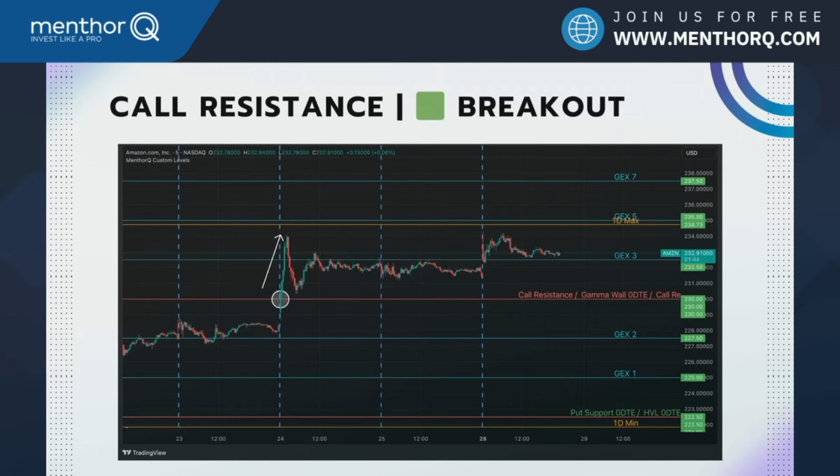Again, this is an example that we took this week on Amazon. As we broke through that core resistance, we saw very, very strong bullish activity going higher. And then the core resistance in this case became a new support area. Again, this is important because it's not based on past price action, it's based on forward-looking option positioning.